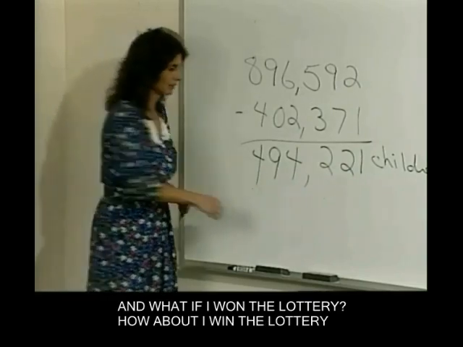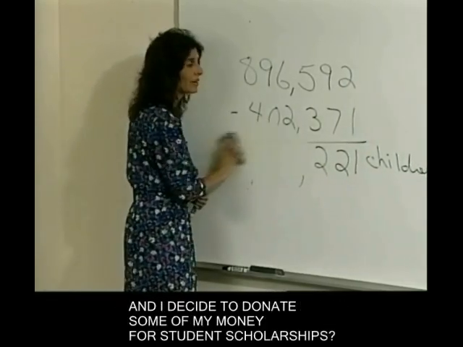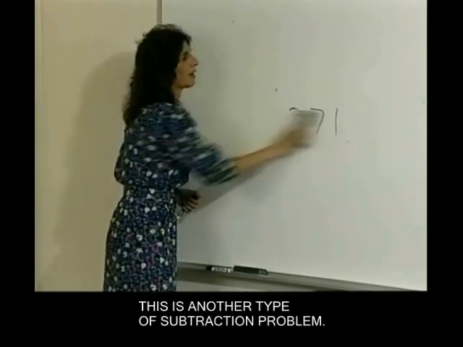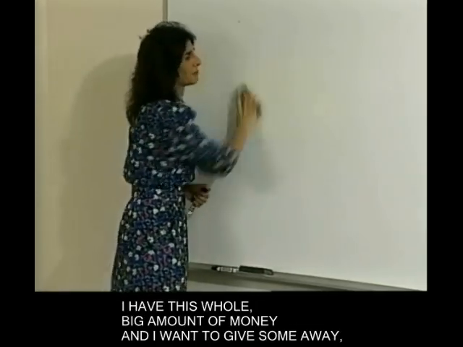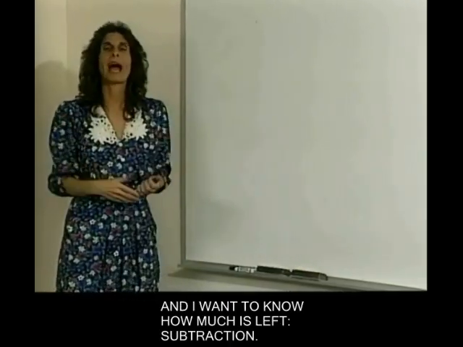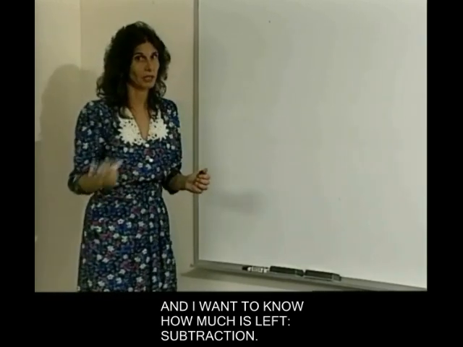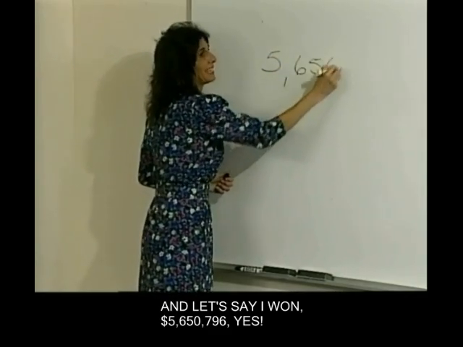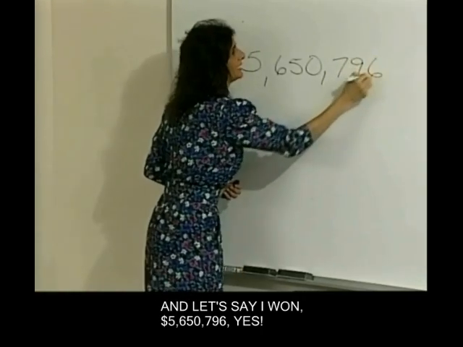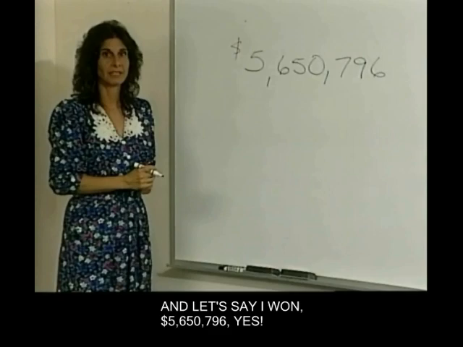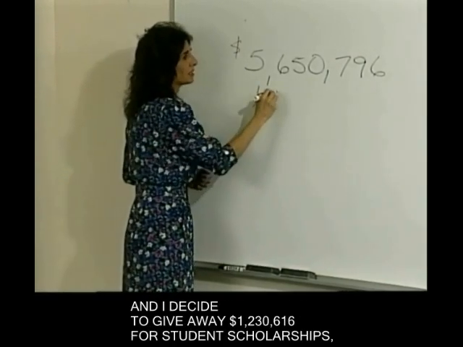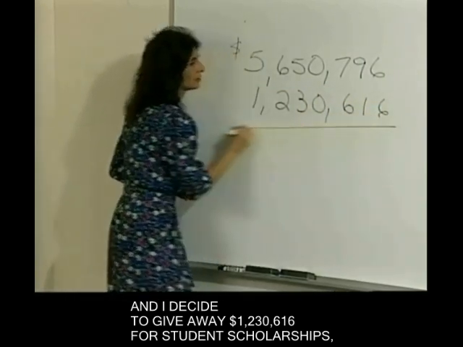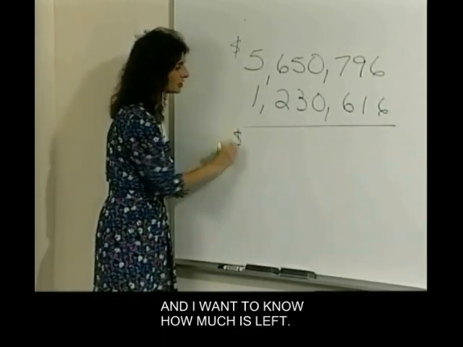And what if I won the lottery? How about I win the lottery and I decide to donate some of my money for student scholarships? This is another type of subtraction problem. I have this whole big amount of money and I want to give some away and I want to know how much is left. Subtraction. Let's say I won $5,060,796. And I decide to give away $1,230,616 for student scholarships, and I want to know how much is left.